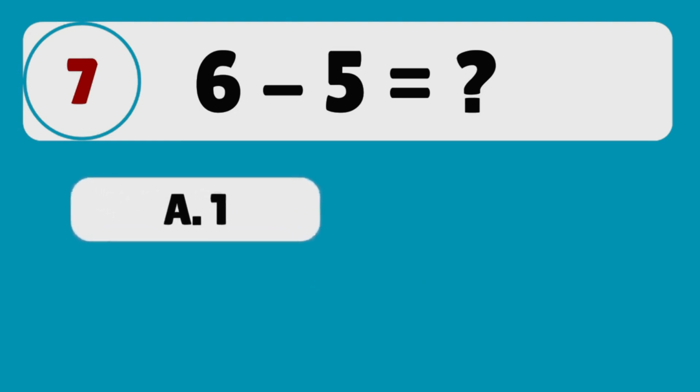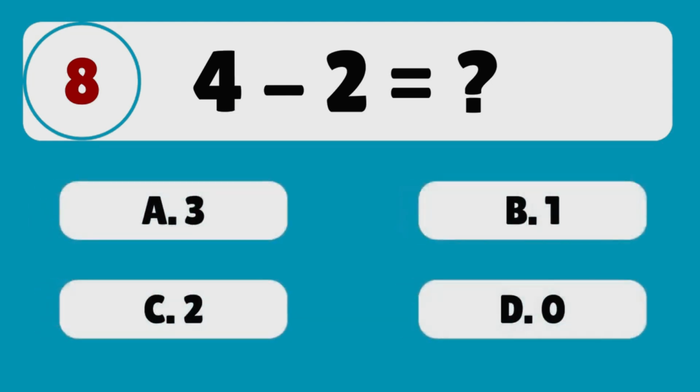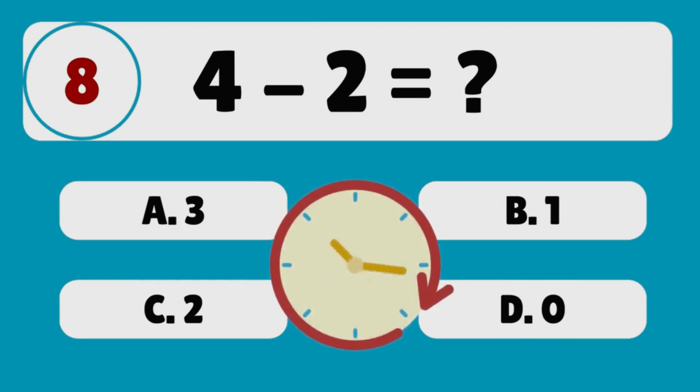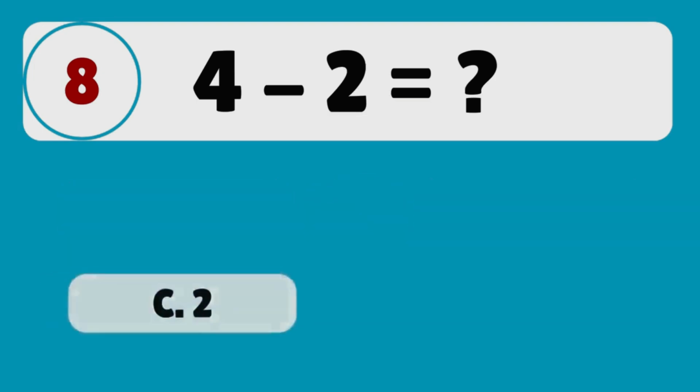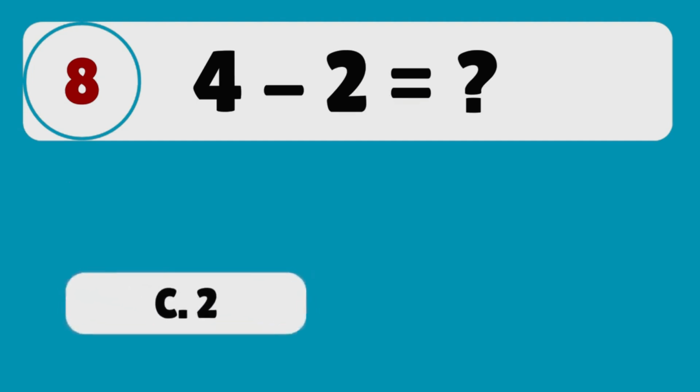Great job! Question 8. What is 4 minus 2? The answer is C. 4 minus 2 is equal to 2.